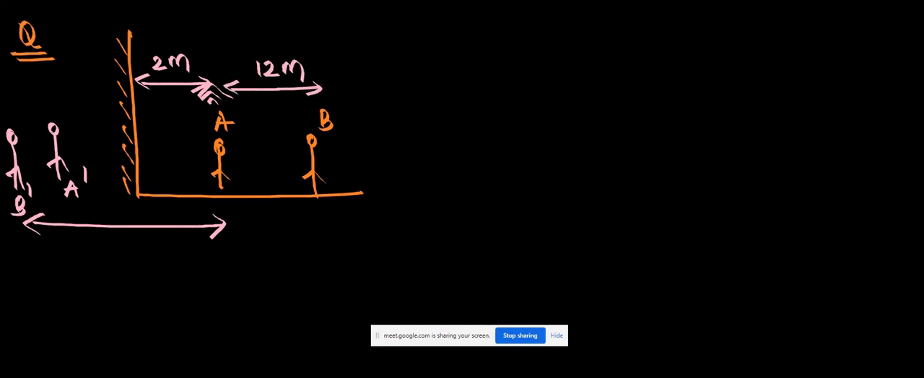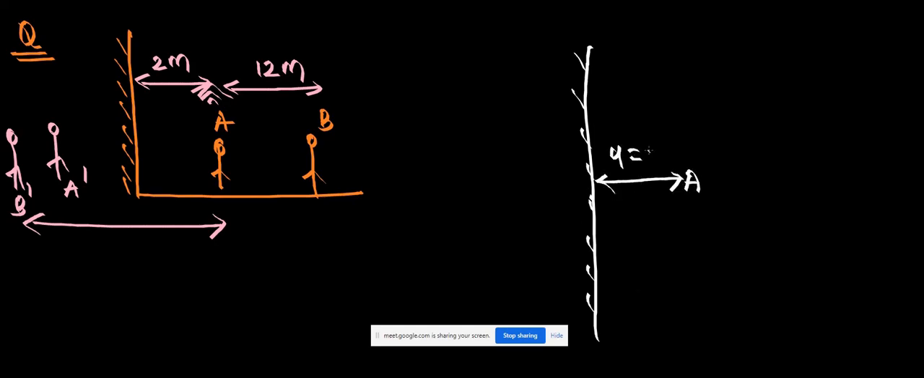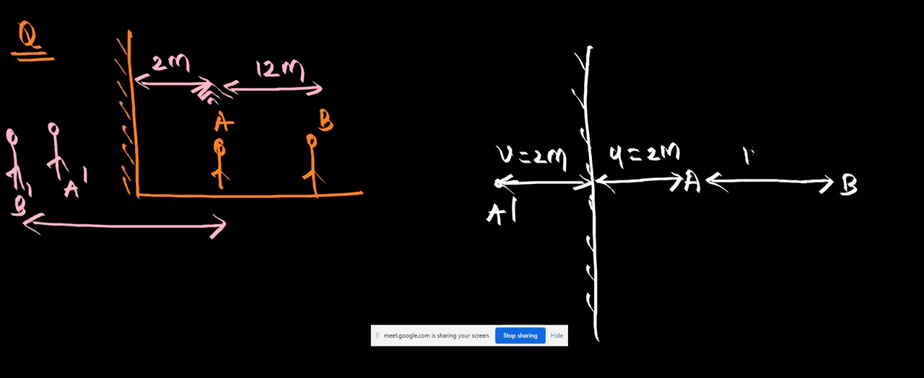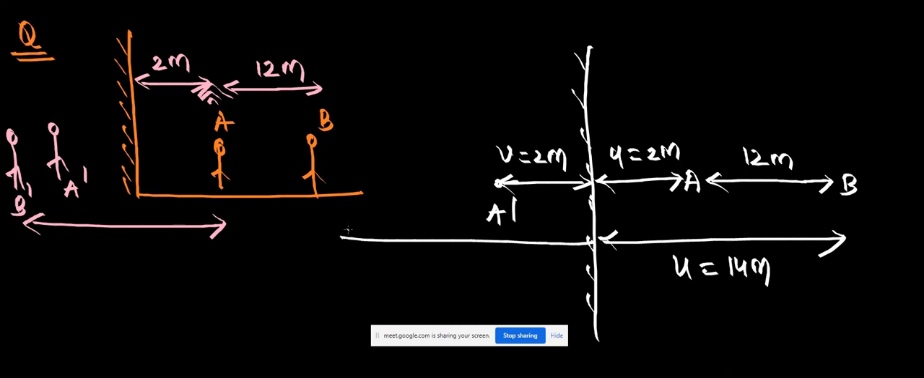Now let me take the diagram. This is the mirror. So object A, that means person A. Here the object distance, the u value, is 2 meters. So what will be the image distance here? That is also 2 meters. Can I take it as A dash? Now from A, B position is at how much distance? 12 meters. So from mirror to B, what is the distance? Object distance is 14 meters, right? So from the mirror, where will be the B dash point? 14 meters, because all the time object distance will be equal to image distance.